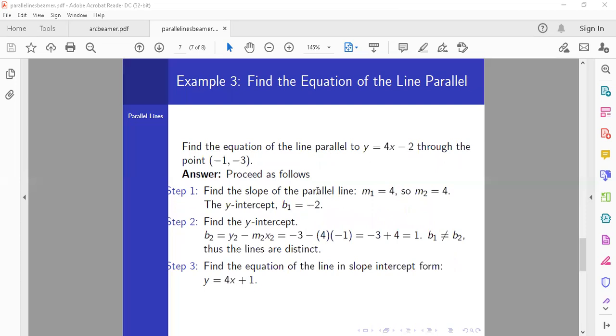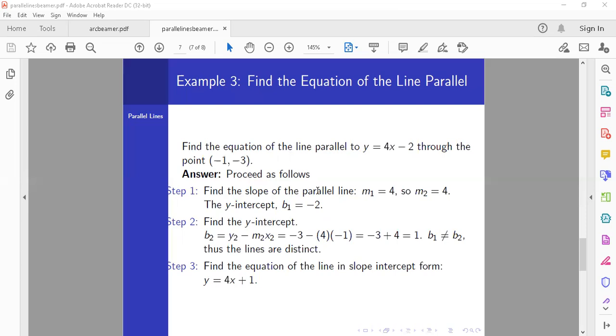For our third and final example, in this case, we're actually given the equation of a line. Find the equation of the line parallel to y equals 4x minus 2 through the point (-1, -3). So our first step is to find the slope of the parallel line. We know that the slope of our original line is 4. That's the coefficient of x. So our parallel line has to have the same slope. The y-intercept of the line that we're given is -2, so whatever y-intercept we find, it has to be different than -2.